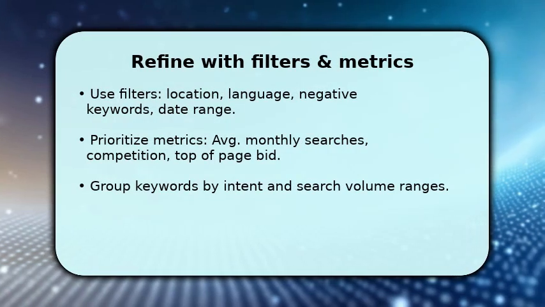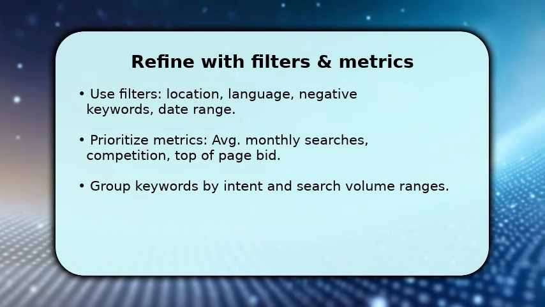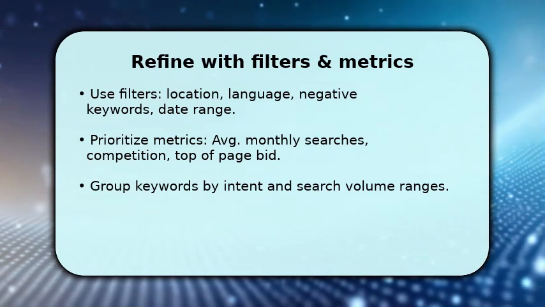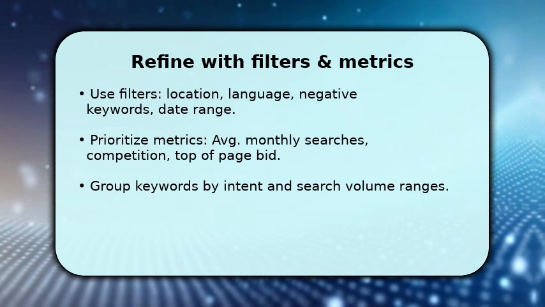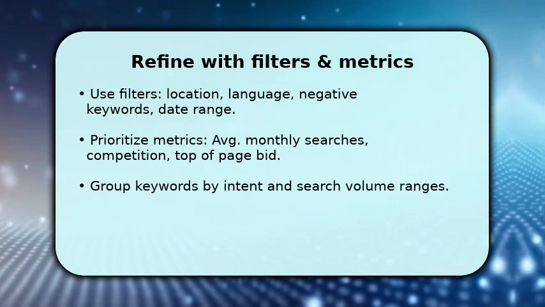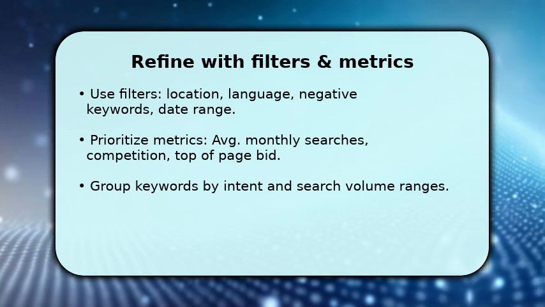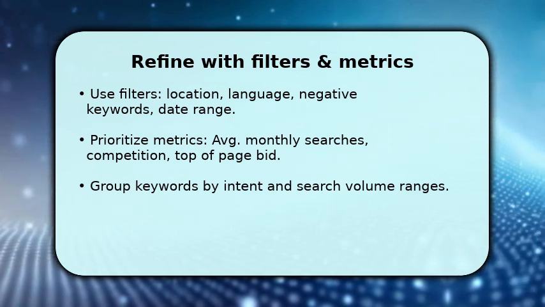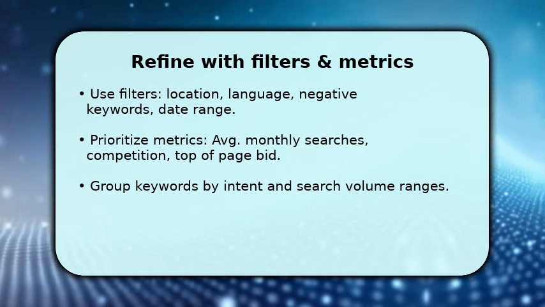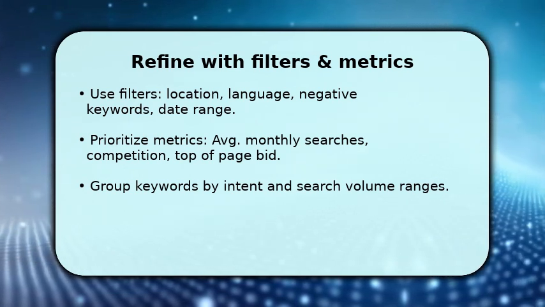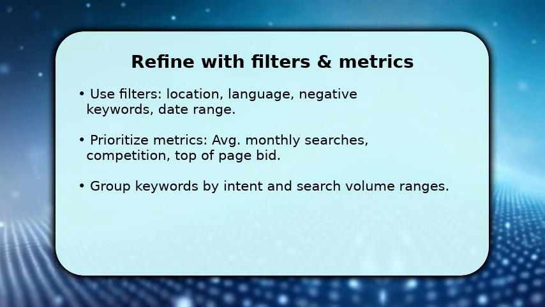Once you have initial results, refine them. Apply filters for date range and hygiene with negative keywords to remove irrelevant terms. Then sort by average monthly searches and competition. Prioritize moderate to high volume with low to medium competition for quick wins. Make sure to glance at top-of-page bid ranges to estimate CPC value if you plan paid campaigns.